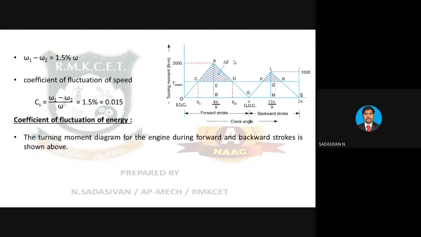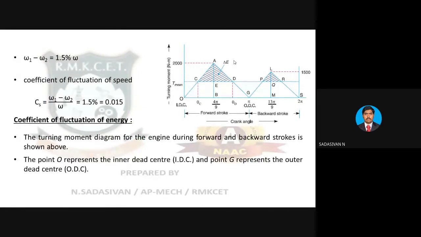Turning moment diagram for the engine during the forward and backward stroke is shown above. The point O represents the IDC, the inner dead center, and G represents the ODC, the outer dead center. Where is O and where is G? See here, this is the inner dead center, this is the outer dead center. Again, it comes back to the inner dead center, completing the cycle. So S is nothing but O, the same point. Clear? So that is the graph.